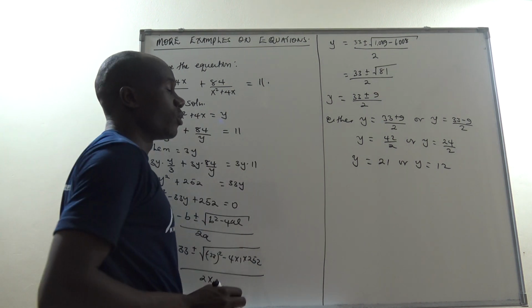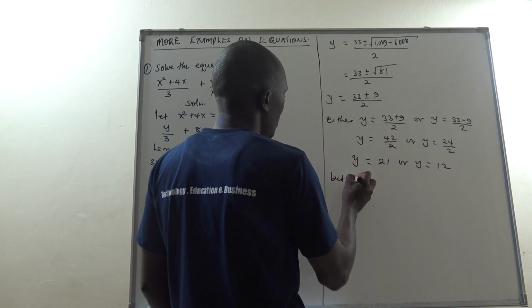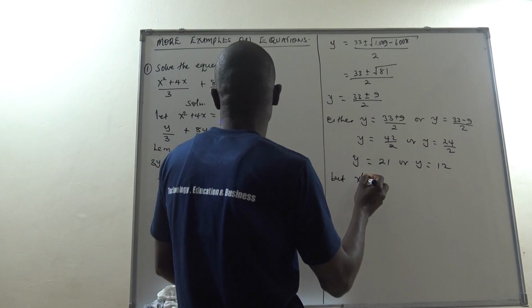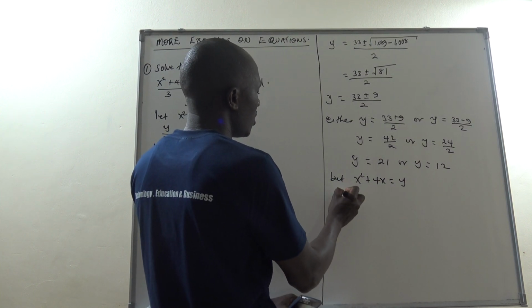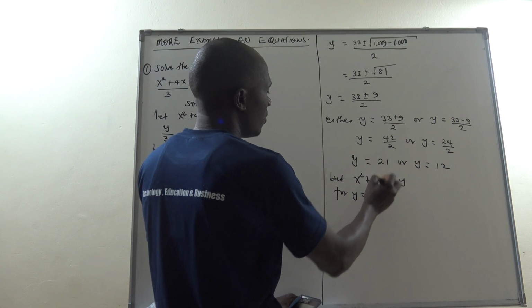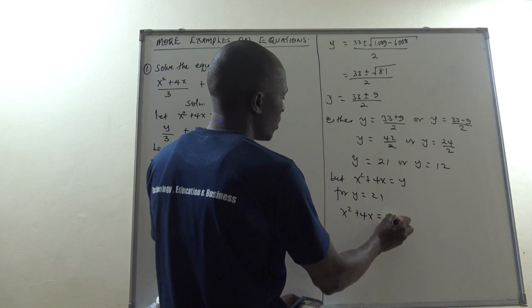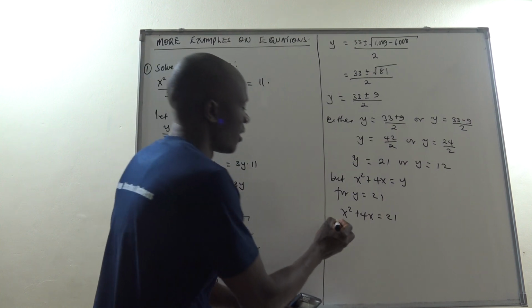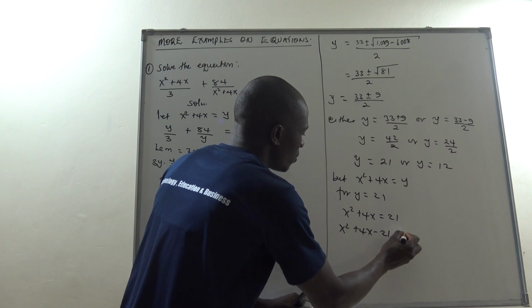But remember, y was equal to x squared plus 4x. We say, but x squared plus 4x was equal to y. Then we say, for y equals 21, we are substituting, we are getting x squared plus 4x equals 21. We bring this stuff, we are getting x squared plus 4x minus 21 equals 0.